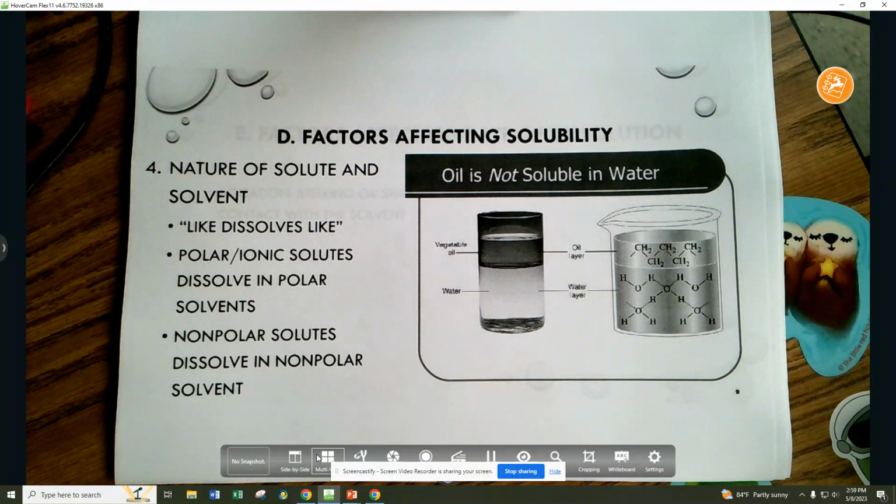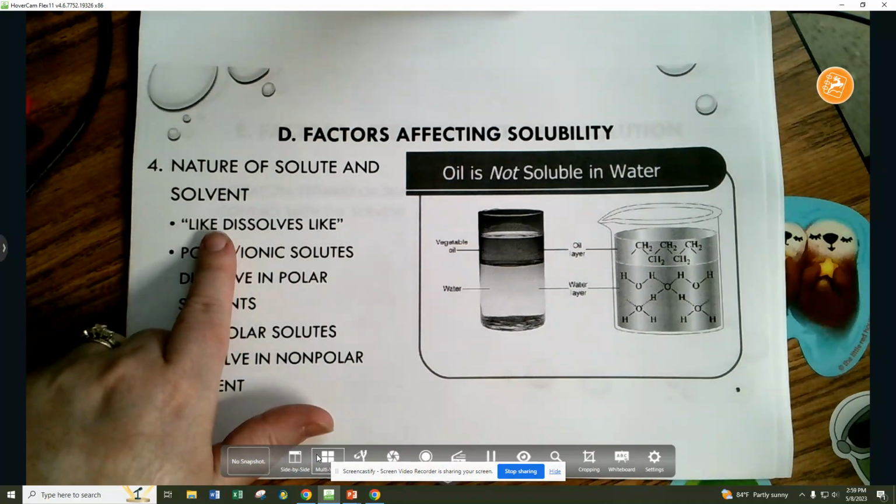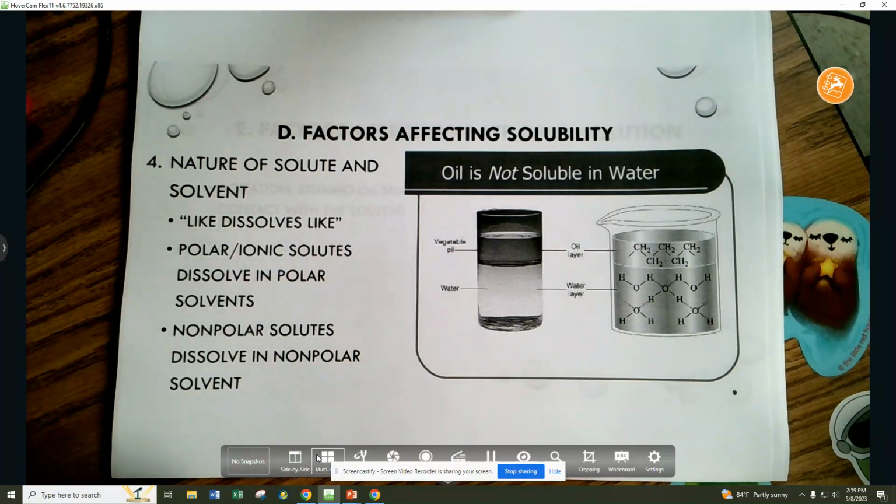The last variable that controls how well something dissolves is the nature of the solute and solvent. So we know that if we put oil and water together, they don't mix. And it's because of this phrase, like dissolves like. So polar or ionic solutes like to dissolve in polar solvents.